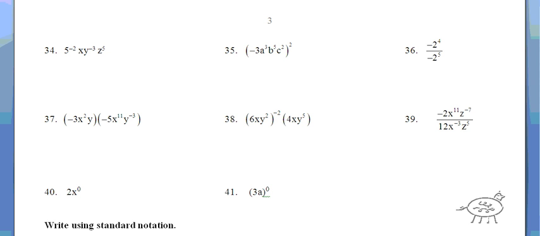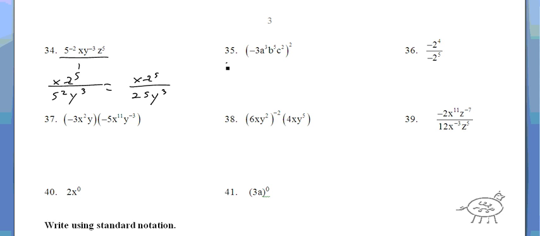Number 34, negative exponents. I would draw a line underneath there and move them to the bottom of the fraction. So on the bottom, here's the fraction. You get 5 squared on the bottom. X stays on top. Y to the 3rd goes in the bottom, and Z to the 5th goes on top. Remember, no numbers with exponents, so it's x z to the 5th over 25y cubed.